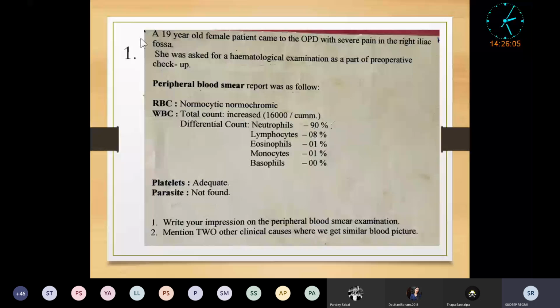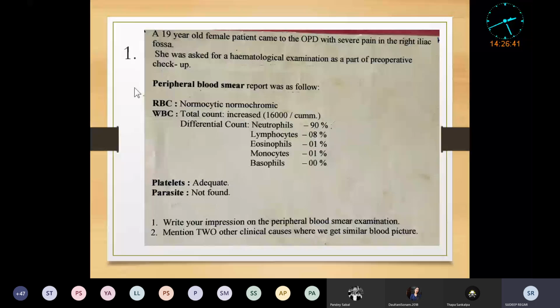A 19-year-old female patient came to the OPD with severe pain in the right iliac fossa. She was asked for a hematological examination as a part of pre-operative checkup. So it is sure that she is going for an operation. The peripheral blood smear report was reported as follows.